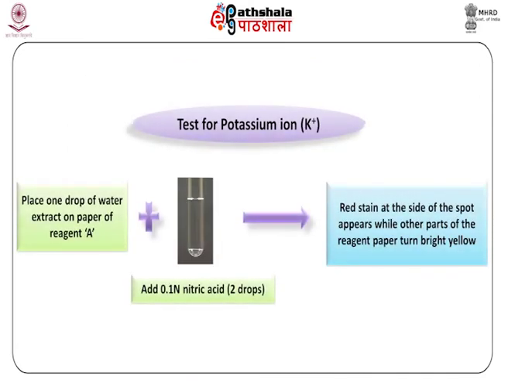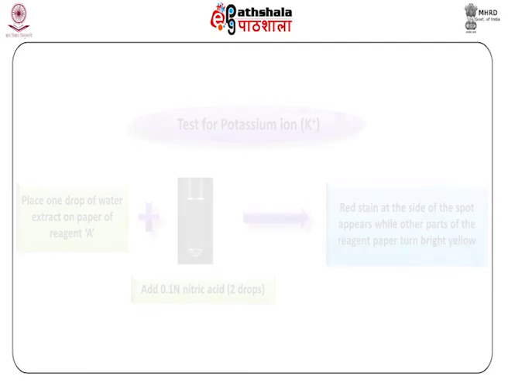Place 1 drop of water extract on paper of reagent A and then add 0.1 normal nitric acid, 2 drops. A red stain at the side of the spot appears, while all other parts of the reagent paper turn bright yellow, which indicates the presence of potassium ion.